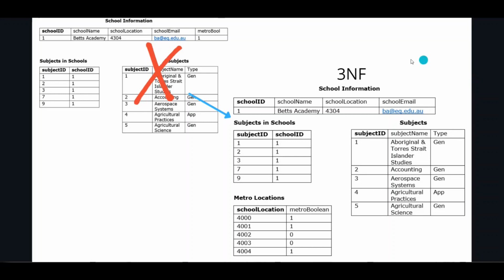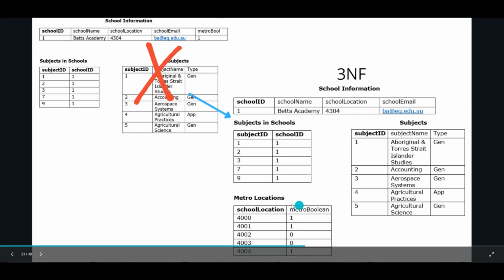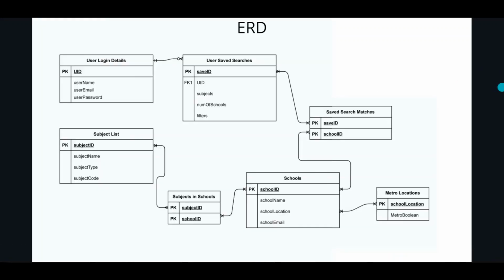The school information table is not in third normal form, as the non-key attributes aren't entirely dependent on the primary key. Metro Boolean, for example, is dependent on the school location. Therefore, for third normal form, the postcode and whether those postcodes are in the metro locations has been split into its own table, so that the Boolean is entirely dependent on the school location and only school location is needed in the school information table. Here is the final proposed ERD updated with tables for third normal form.